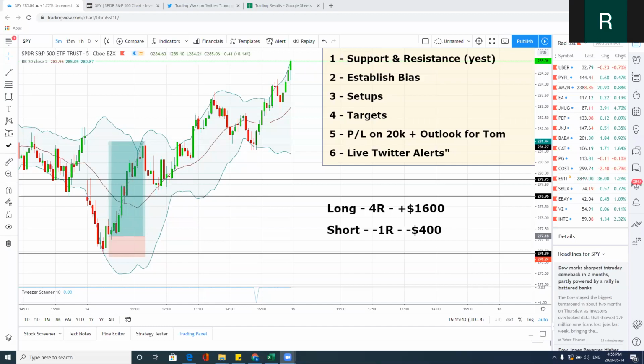We're here for yet another day on the battlefield. We had a nice textbook gap fill play today. I'm going to be breaking down the intraday price action for the S&P 500. And if you're ready, let's step into the war zone.